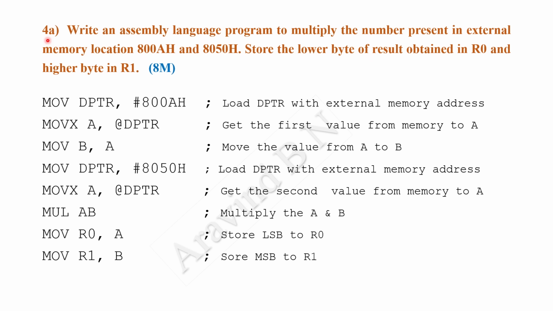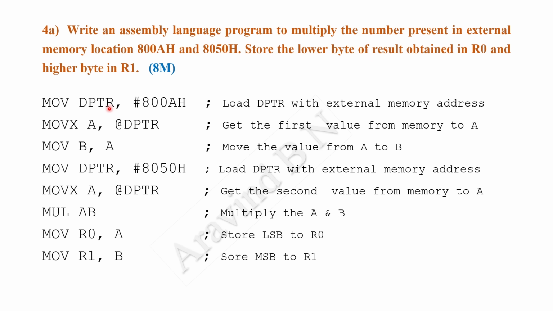Now the question 4A: write an assembly language program to multiply the number present in external memory locations 800AH and 8050H. Store the lower byte result obtained in R0 and higher byte in R1. So this is for 8 marks. Basically we have to perform the multiplication operation, and the criteria here is that both memory locations belong to the external memory, not internal memory.